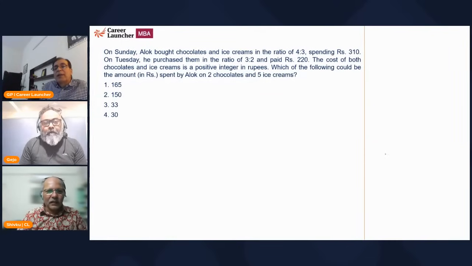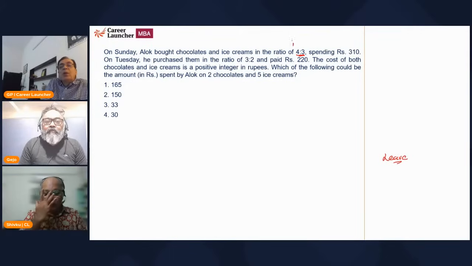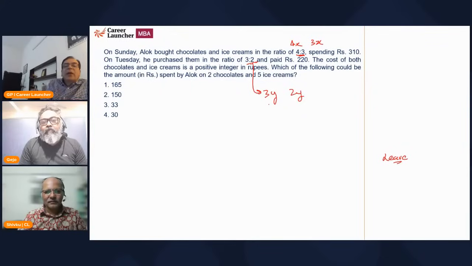ये क्वेश्चन तो छोड़ने वाला था मेरे हिसाब से. Okay. The reason why I'm saying most students should be leaving this is you don't have any numbers, you have just ratios. So the number of chocolates bought here is 4x and 3x, and the number of chocolates and ice cream bought here are 3y and 2y. Okay. So even if you take it out common, that's a separate issue, but still it is kind of painful, and most students would probably get confused.